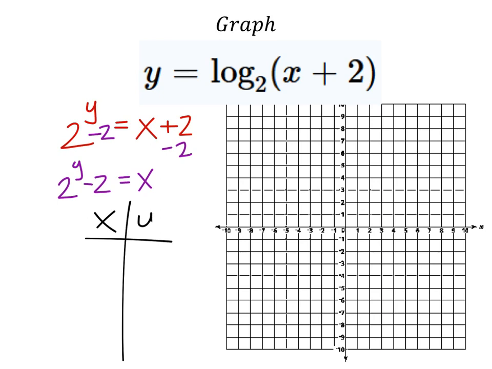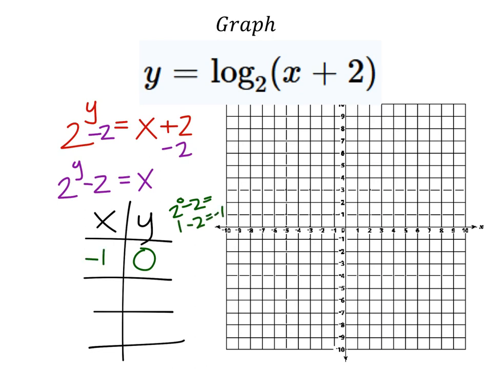So now it's time for my t-table, whatever you want to call it. Let's choose the values of y, the exponent. Let's do y is 0. That's a nice easy one to start with. So I got 2 to the power of 0 and then minus 2, which is 1 minus 2, which is negative 1. So x is negative 1, y is 0. There's our x-intercept.